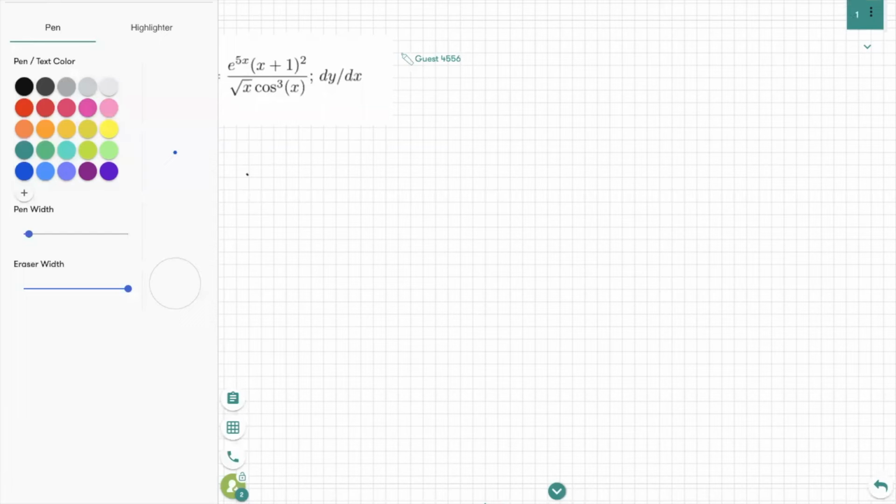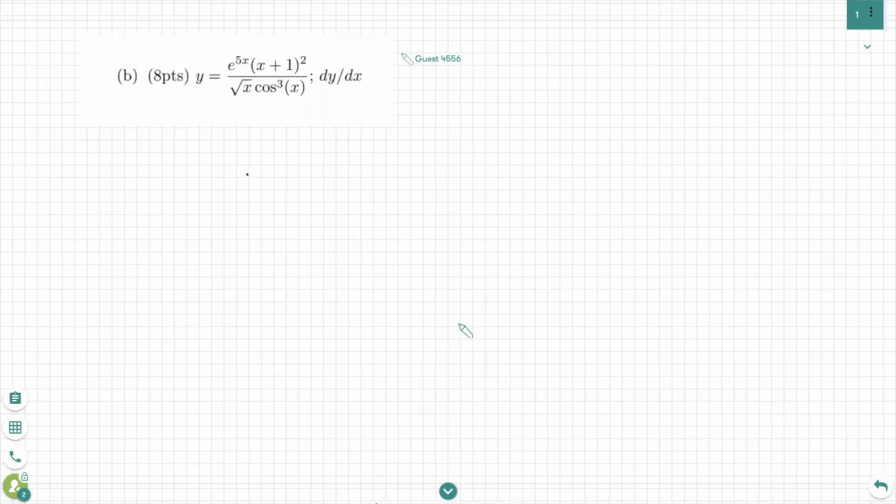So the first thing that I see is we have to use quotient rule, and I'm probably going to say chain rule as well. So the first thing is let's just go ahead and do the derivative of the top through product rule and chain rule. That would be f prime g plus g prime f.